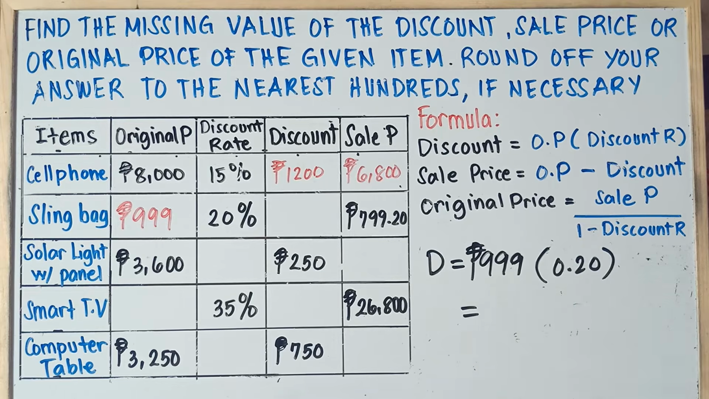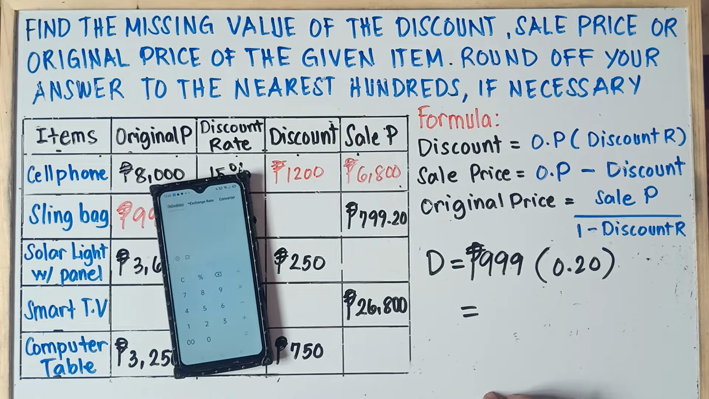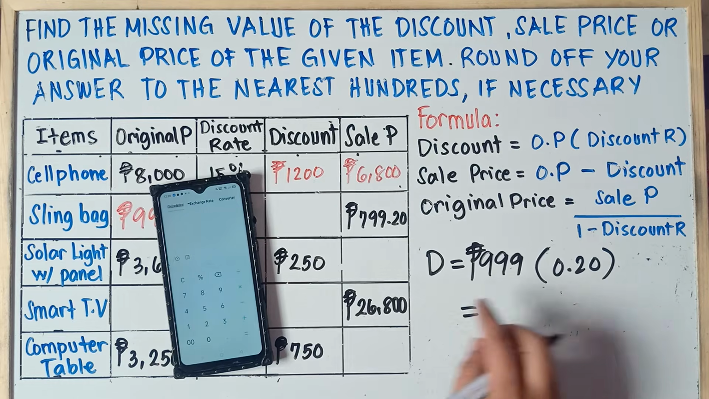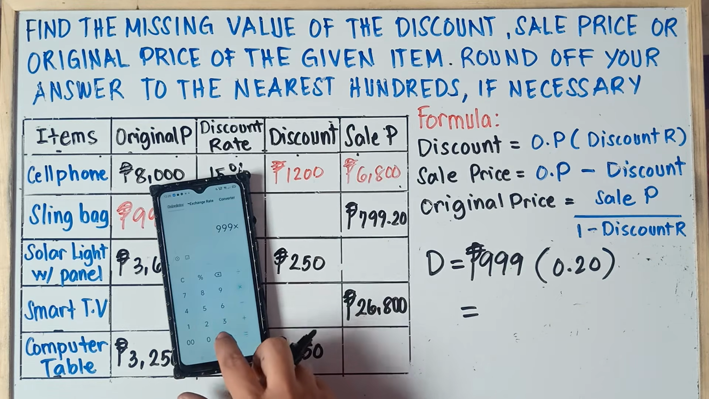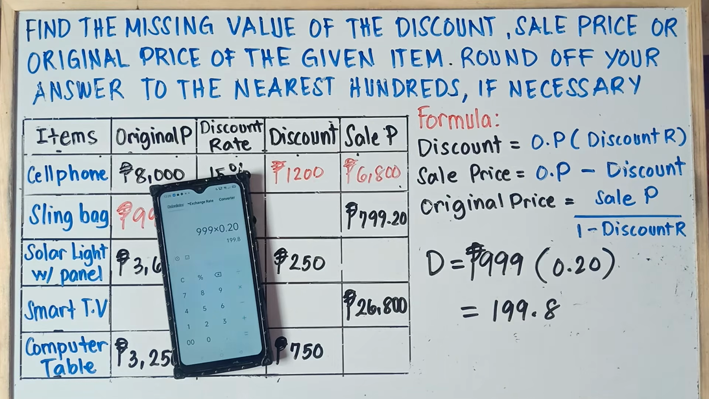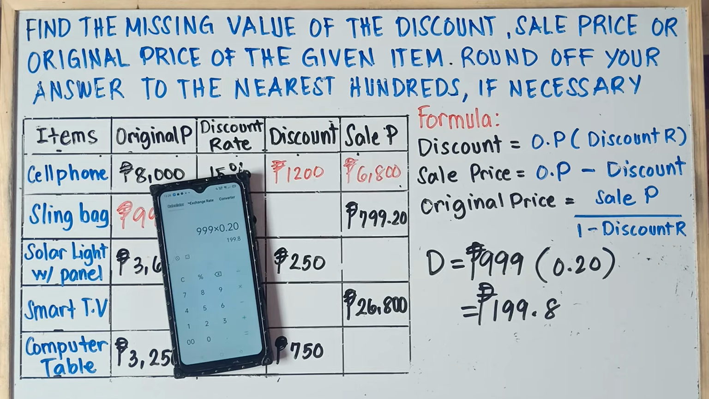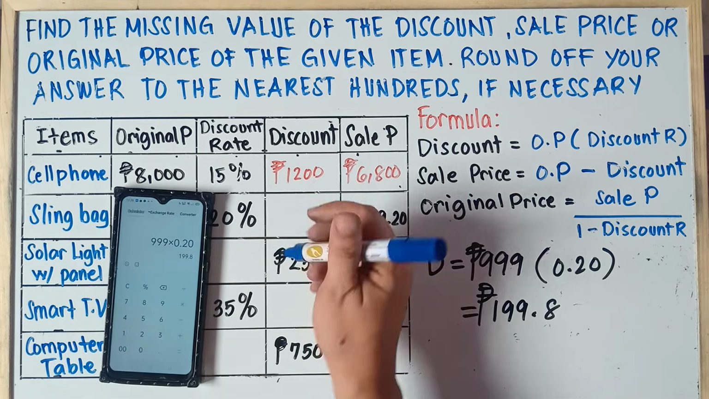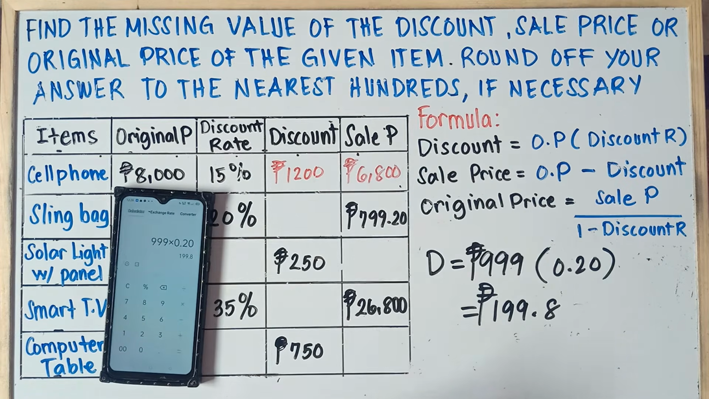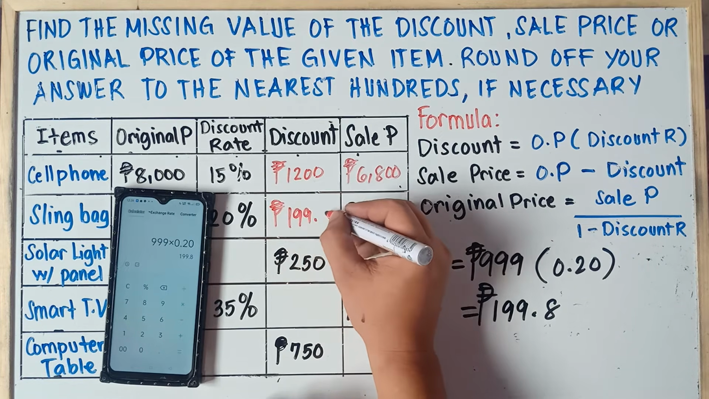And then you multiply, class. Easy as that, class. When you multiply, you will get the discount. So 999 times 0.20 will be 199.8 pesos. Do not forget the peso sign, class. That's it, class. That's the discount. 199.8, so 199 pesos and 80 centavos.